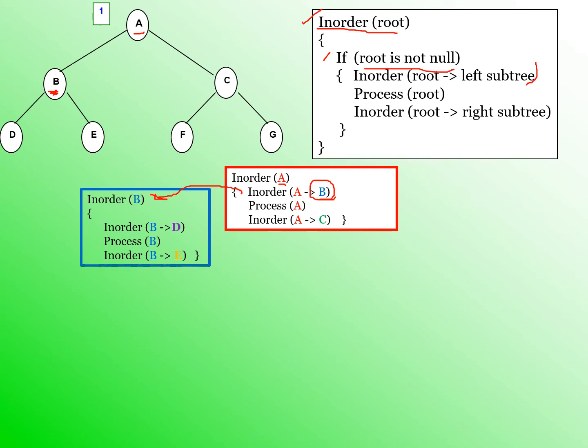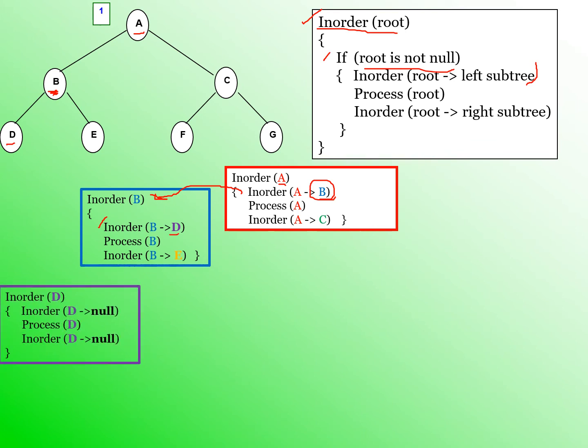So, if it is true, then in order B referencing to left subtree. So, left subtree is D. So, tinawag uli niya ang sarili niya. Okay? In order D. Now, the root is now D. So, root is not null. So, that is true. Then, execute natin in order D referencing to left subtree. So, left subtree, wala siyang left. Okay? So, null. Sumunod. If null is not null, so that is false. Okay? So, wala siyang gagawin. Just go back to the calling function.